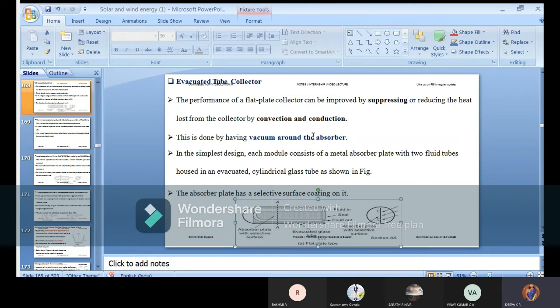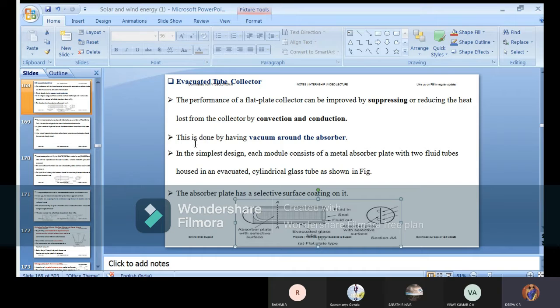Because of convection, your rays are moving it off. So that is the reason. Here they say the performance of a flat plate collector can be improved by suppressing or reducing the heat loss from the collector. So first step, theoretically, they are thinking how to minimize it.